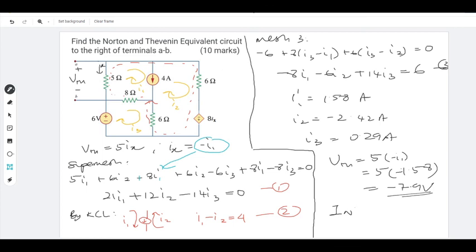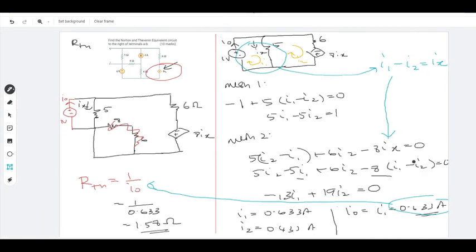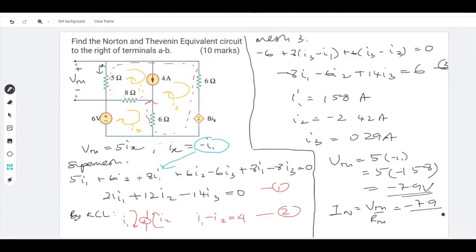Therefore, I Norton equals to VTH over RTH equals to negative 7.9 divided by 1.58. Divided by 1.58. You get back the answer, negative 5. Volt. Current lah. Negative 5 ampere. Alright, so that is the solution to your question, for your quiz 2.